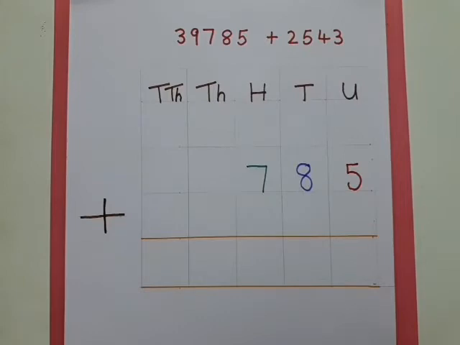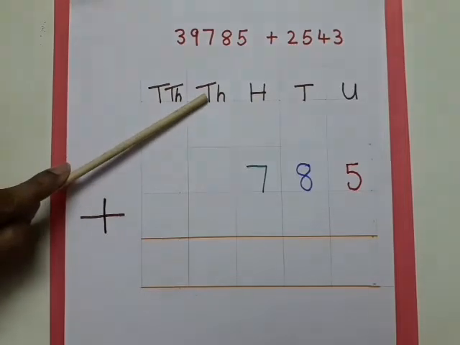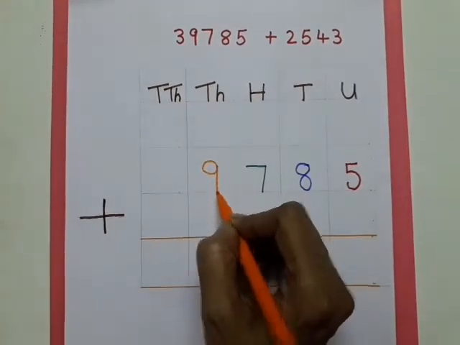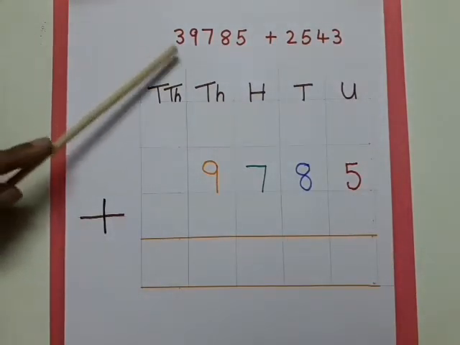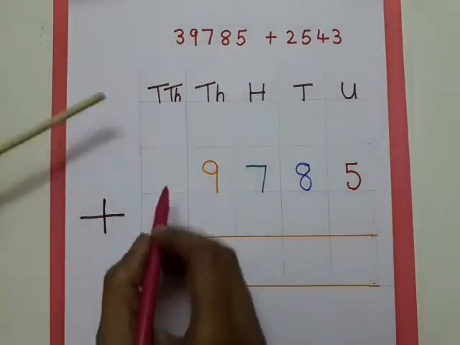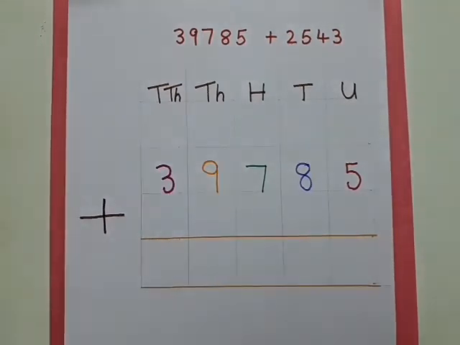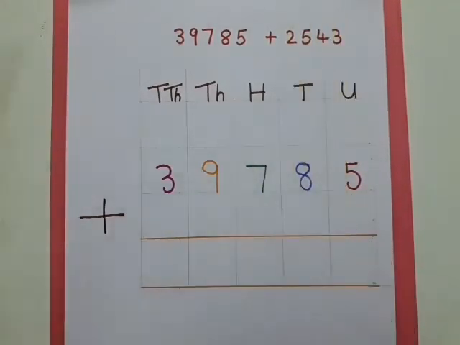Now come to the thousands place. In the thousands place we have the number 9. So in the thousands place your number is 9. And the last, our 10,000s place we have the number 3. So I write the number here 3. So we have finished writing our first number, that is 39,785. Now we will write the second number.